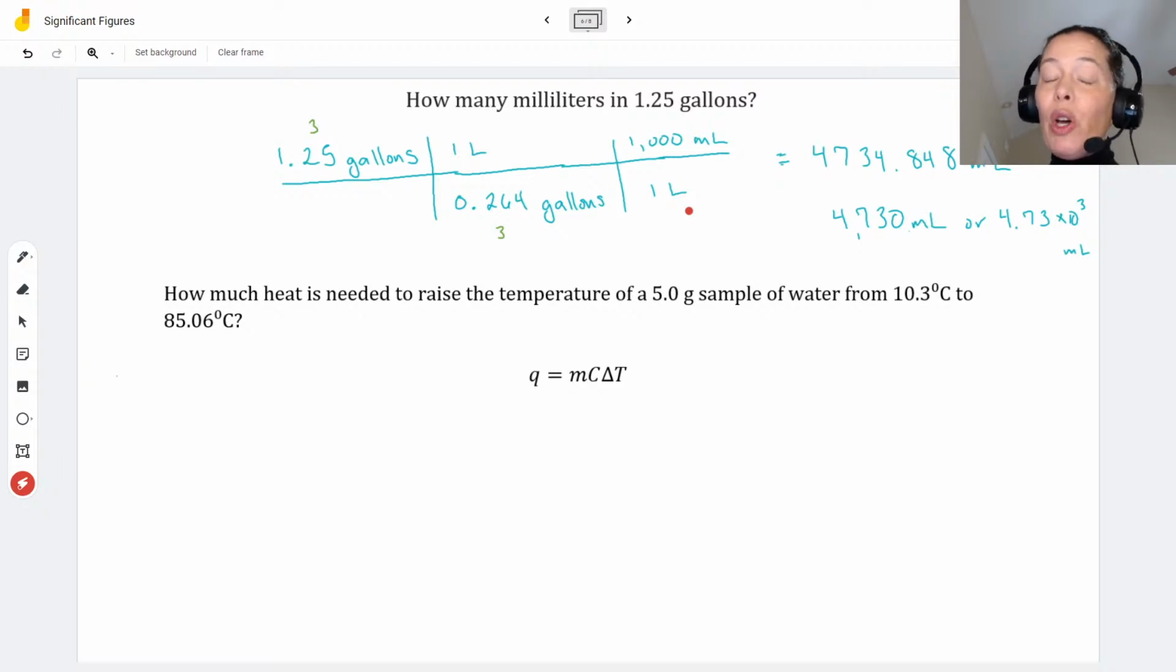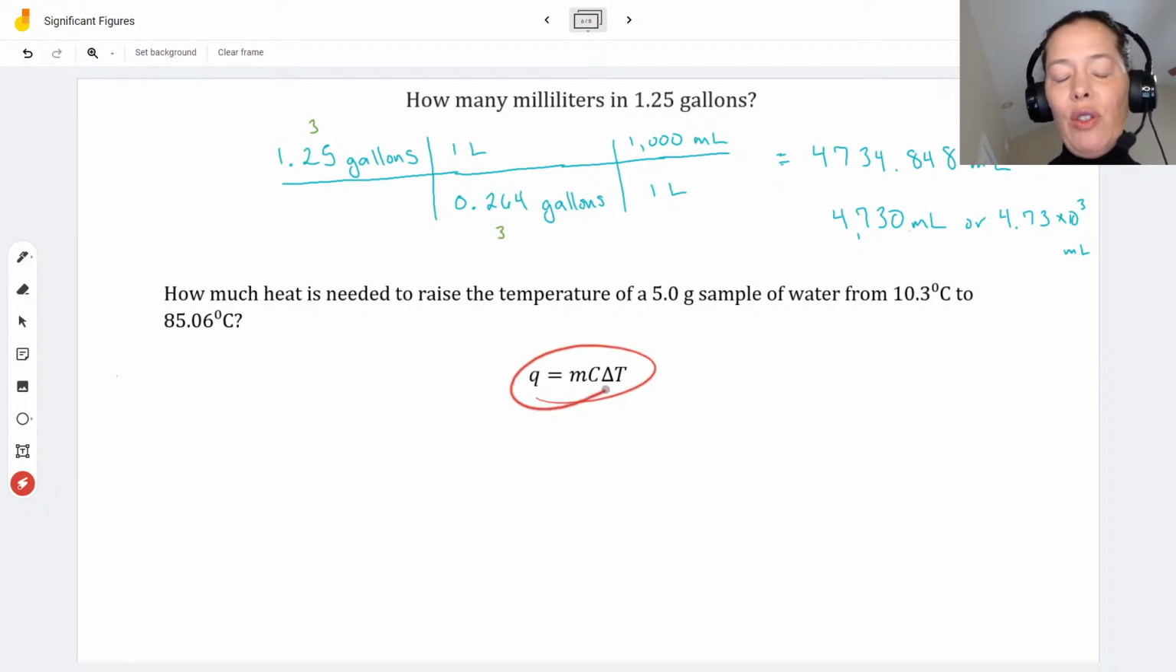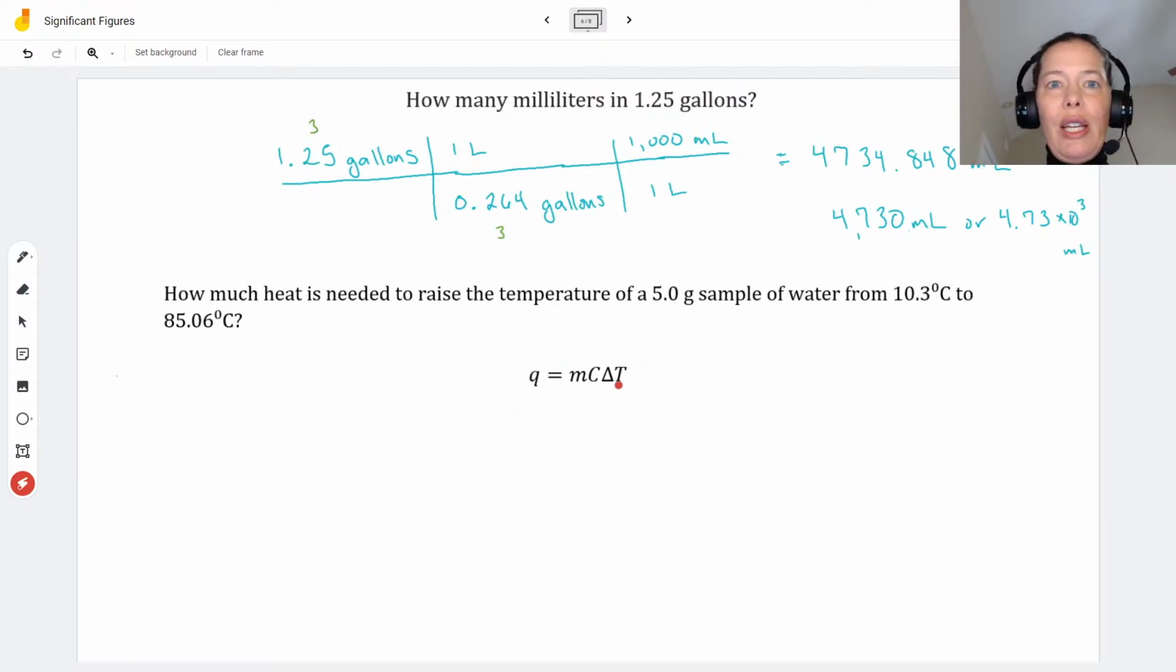So I'm going to put all the numbers in. Again, I've given you the equation here because I don't want you to get lost in the chemistry of it. I really want to show you, go ahead and put in the numbers for the math so that we can do the sig figs.